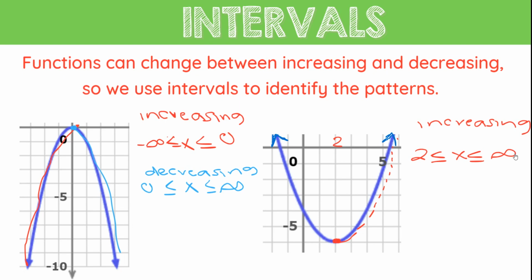Okay, now let's see where the function is decreasing. The function is decreasing up here at, well, it's going to go on forever, so it's really at infinity. And then it's going down all the way until we hit that 2. So we would write it as negative infinity and then 2. Any values between negative infinity and 2 will show that our function is decreasing, and any values between 2 and positive infinity will be increasing. So that's how we'll write the intervals for these functions.